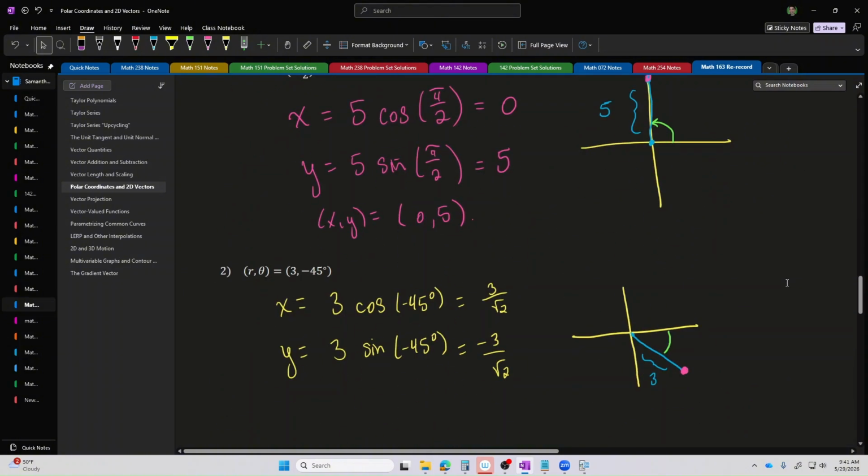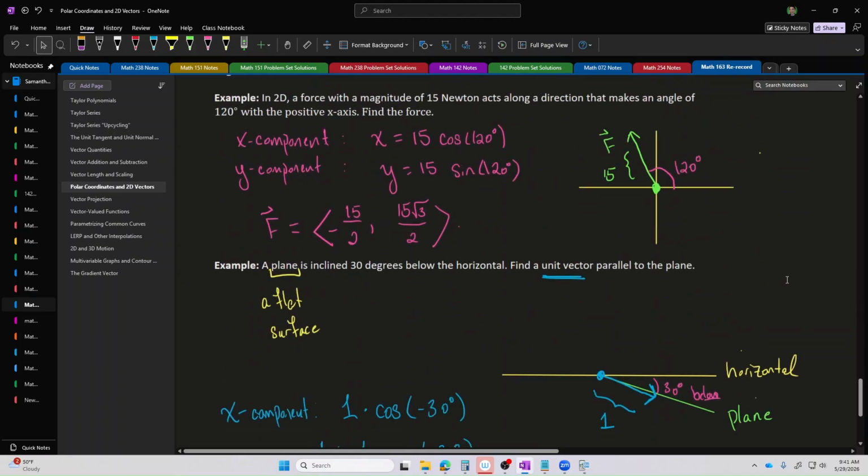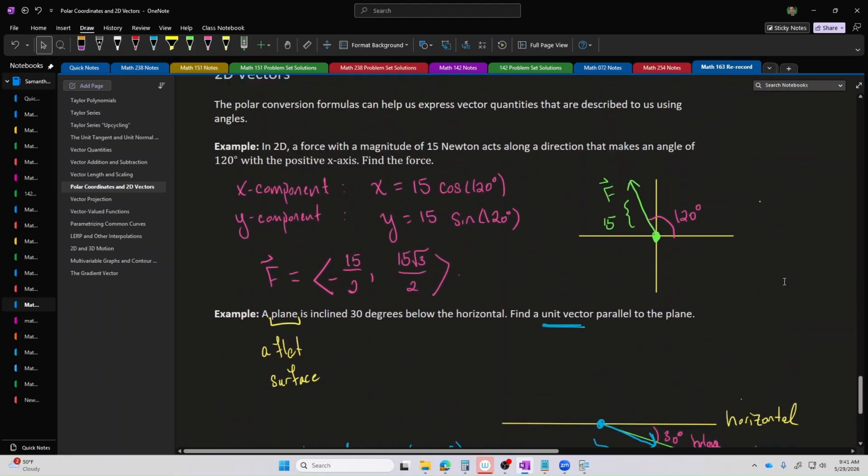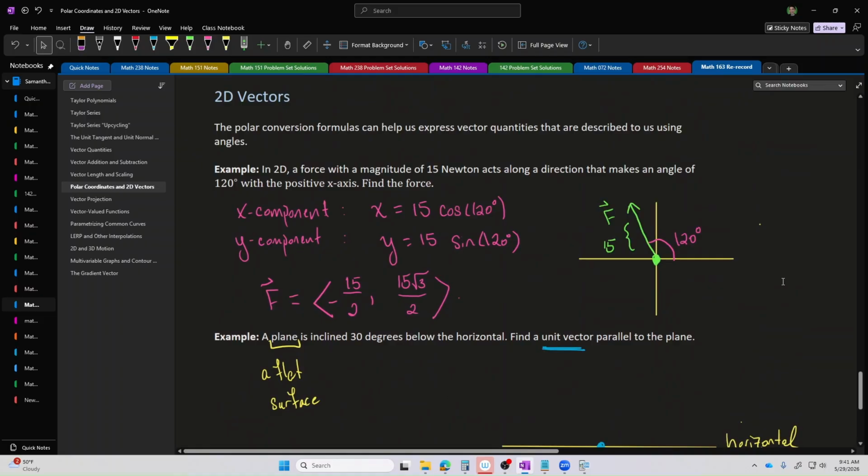Those formulas can also be used to find the x and y components of a vector if you're given the vector's magnitude and its angle measured relative to the positive x-axis. If you're given the vector's angle and you're given the vector's magnitude, you can find the x and y components using sine and cosine.